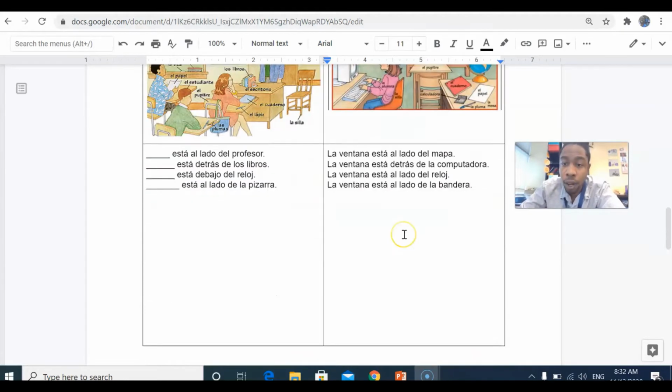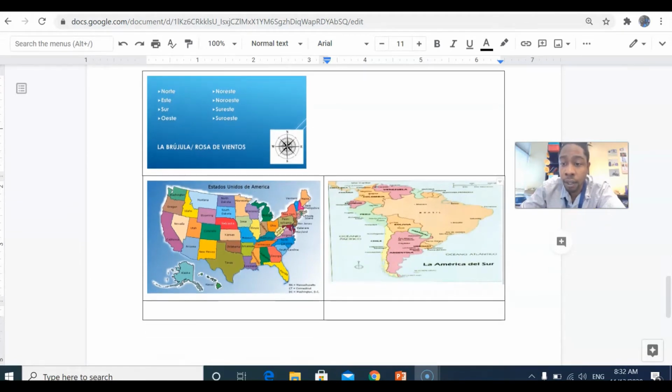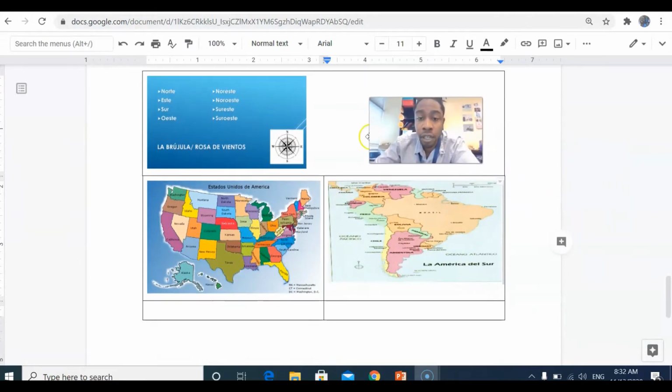So this is why it's really important to understand our cardinal directions here, because regardless of which direction we're facing or who's describing, north is always going to be north, east will always be east, south will always be south, and west will always be west.